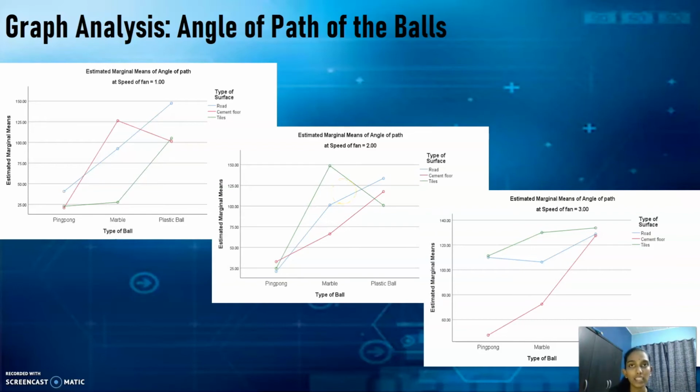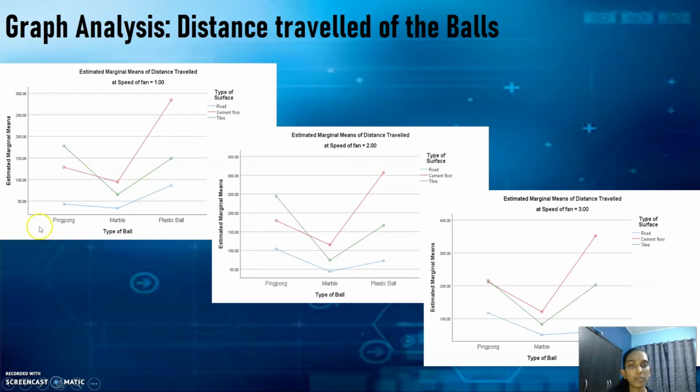Now move on to the second dependent variable, which is the distance traveled by the ball. So the graph is still the same, which is the estimated marginal means of distance traveled at different speed of fan for different types of ball at different types of surface. So this is the graph analysis.